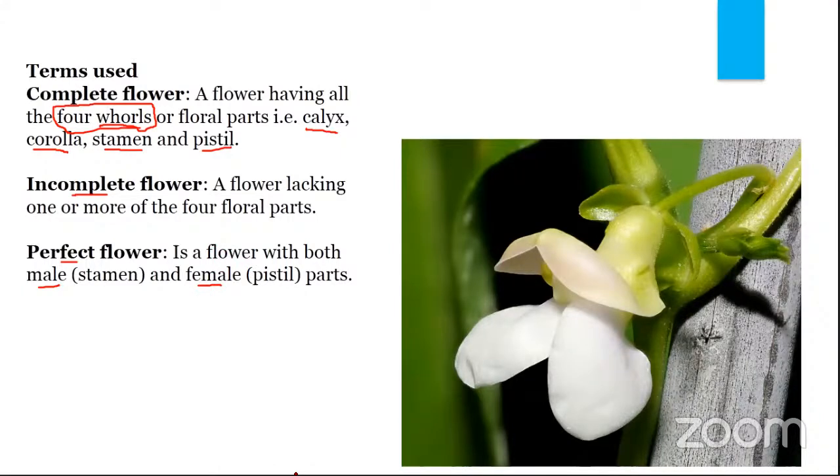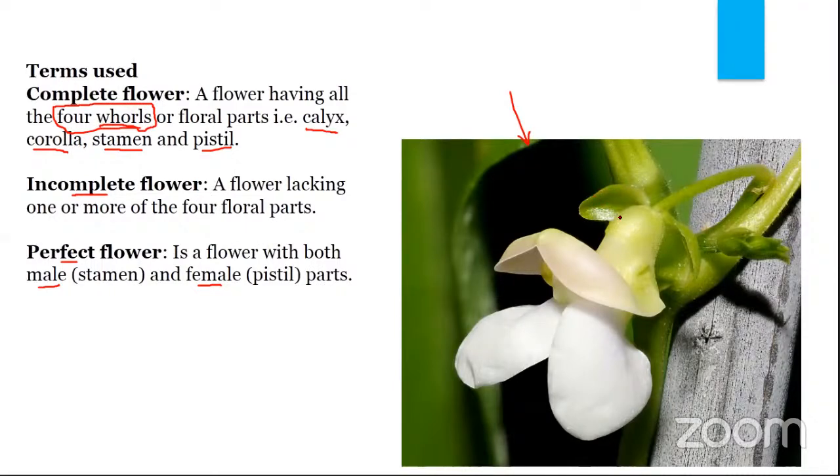Now, the flower that you are seeing here is that of the bean. This is the bean flower, and I hope you guys have ever seen them. It is a perfect flower because it has both the male and female parts. It is a complete flower because it has all the four floral whorls, from the calyx.